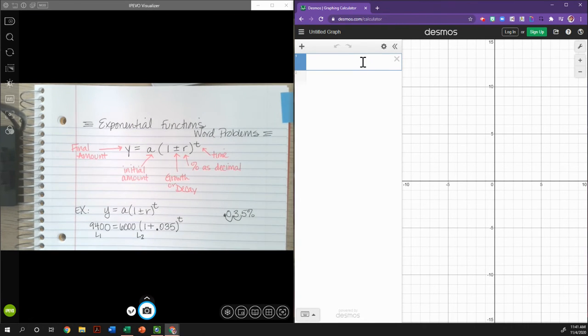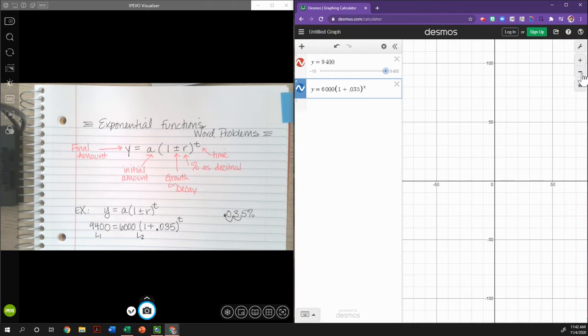so now I'm going to say y equals 9,400. And then I'm going to say y equals 6,000 parentheses 1 plus 0.035 parentheses, and then exponent. And then this is the only change I'm going to make in Desmos: Desmos likes the variables y and x only. So I'm going to put an x here. Okay. All right, now we've got nothing here, but we've got stuff typed in. All right, so we need to zoom out.